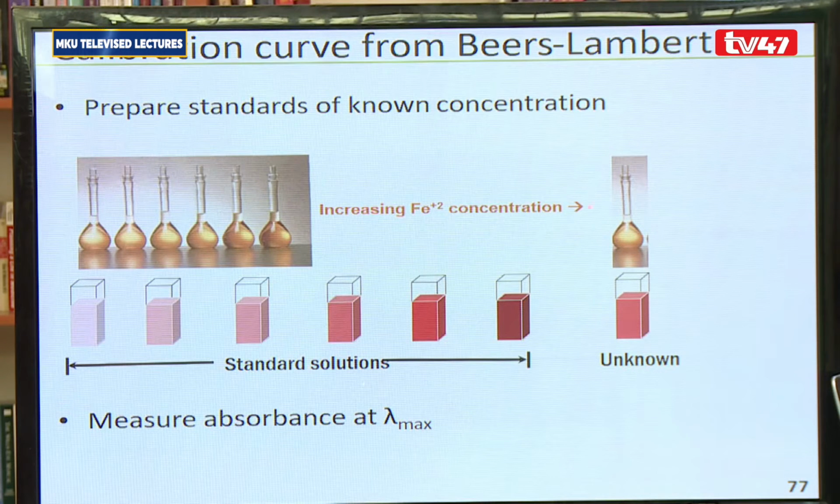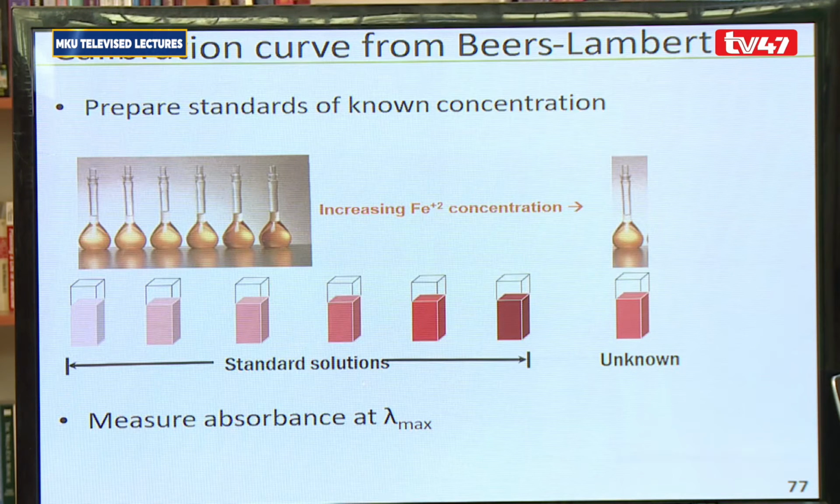You know that you want to determine iron in a solution whose concentration you don't know. We can use the Beers-Lambert law. How do we go ahead and use this? We make what we call a standard solution. Now, a standard solution is a solution whose concentration is known.